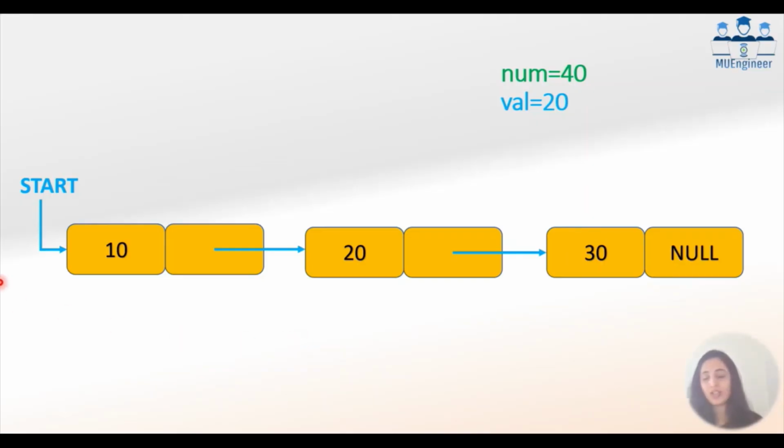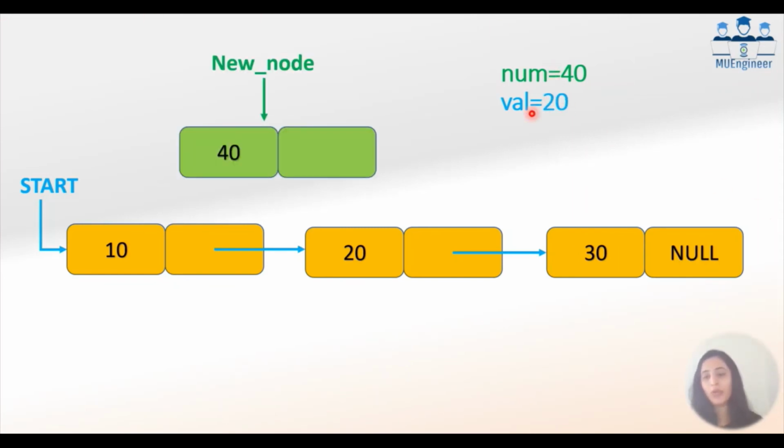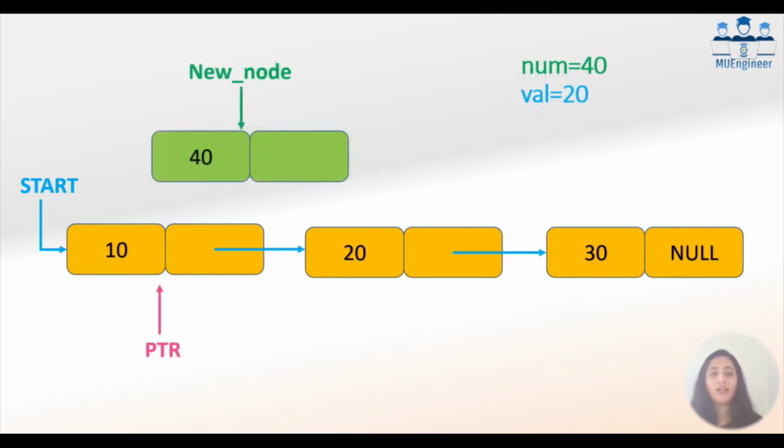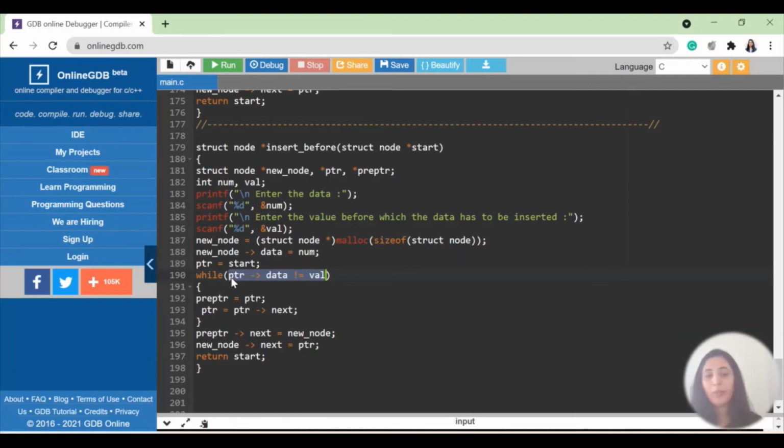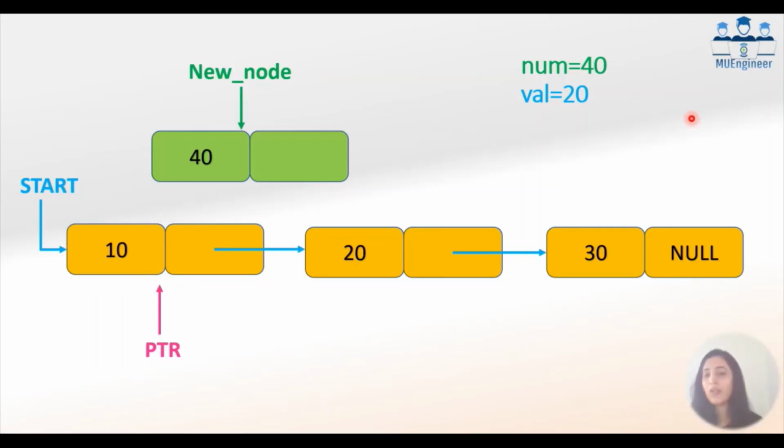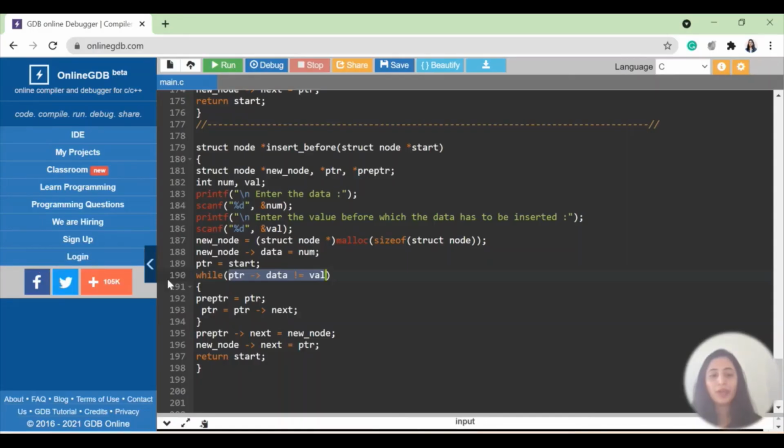Let us just go ahead and understand with the diagram. What I'm doing is num is having value 40, val is having value 20. This is a new node. मैंने उसमें 40 डाल दिया. Now what I'm doing is ptr मैंने start किया. So here I'm checking while ptr dot data is not equal to val. So ptr data is equal to val? No. So condition is true. Okay. So while condition मेरा true हो गया, that is ptr dot data is not equal to val.